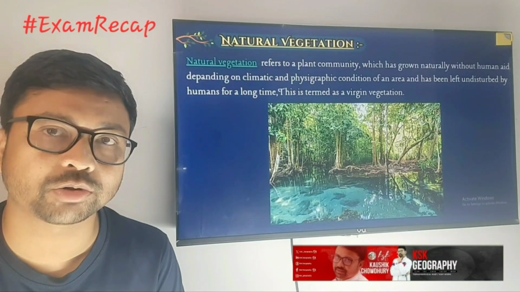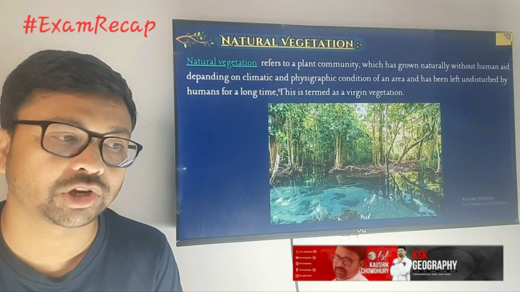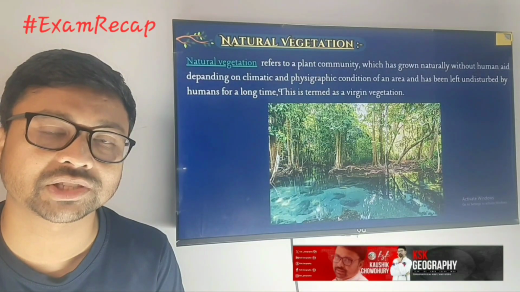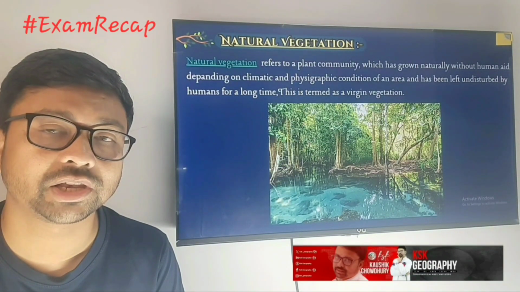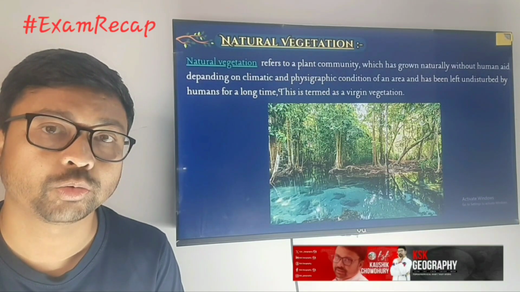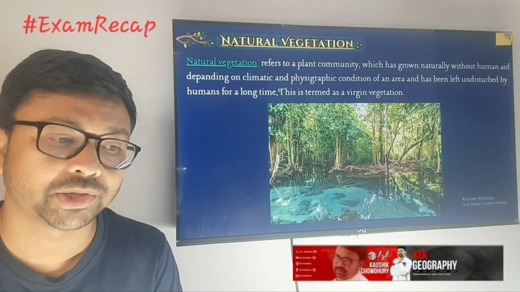So let's start with the main topic you need to study, that is the definition of natural vegetation. So remember, natural vegetation is the naturally growing plant cover which grows naturally depending on the climatic and physiographic conditions of the particular area without any interference of humans. So that is called natural vegetation.